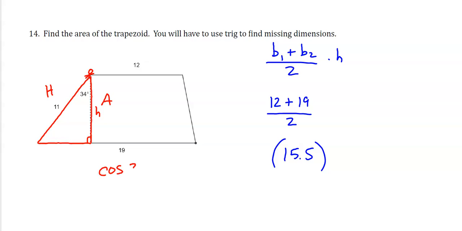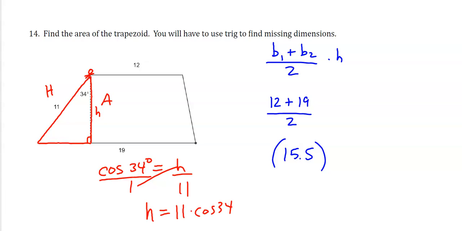The cosine, when standing on 34 degrees, is adjacent over hypotenuse. Slap a 1 under there, cross multiply. H equals 11 times the cosine of 34. 11 cos 34. It's going to be a big old decimal. Somebody call 911. 9.1194. So pop that in there. 9.119, and so on. And I crank all that out.